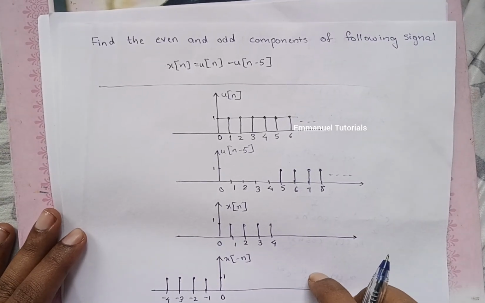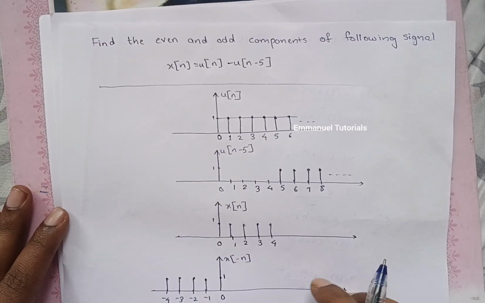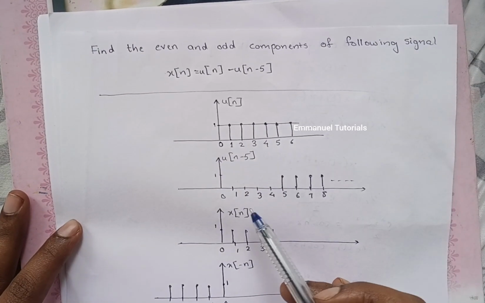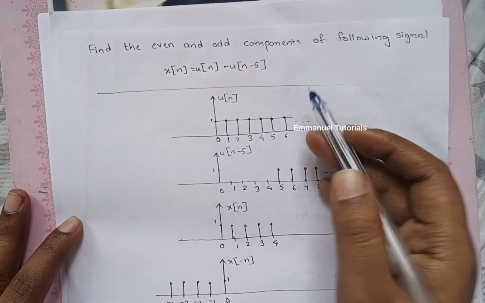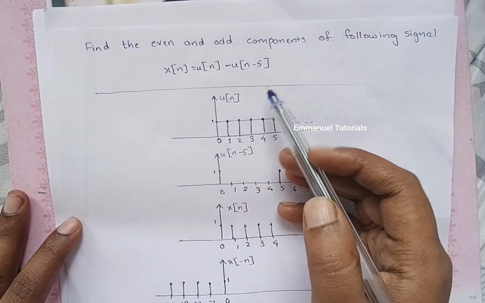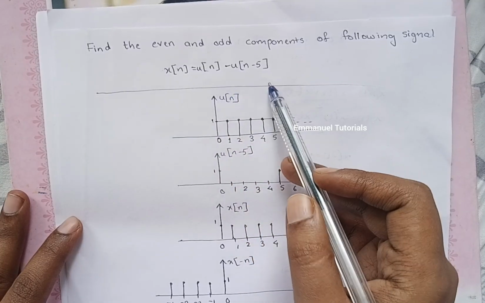Today we'll be seeing a question asked by one of our students in the comment section. This is a discrete time signal example on even and odd types. So here we have to find out the even and odd parts of the discrete time signal as given here.